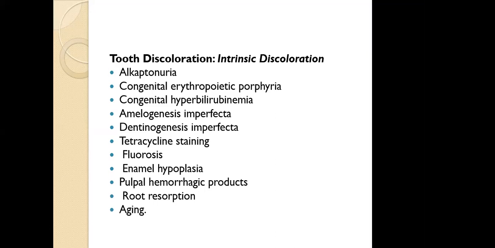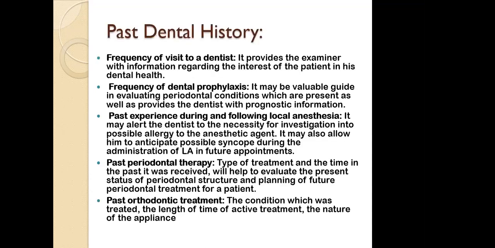Fluorosis, yes, people who live in areas where there is fluorosis in the water. There are some places with a high level of fluorosis. Enamel hypoplasia, pulpal trauma is going to cause bleeding into the dentine, and it's going to stain the teeth. Root resorption, aging, because enamel is wearing off, so you're likely going to see the teeth stained. Then you are going to look at the past dental history.